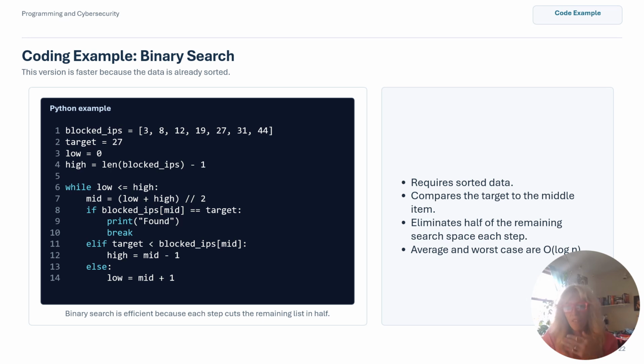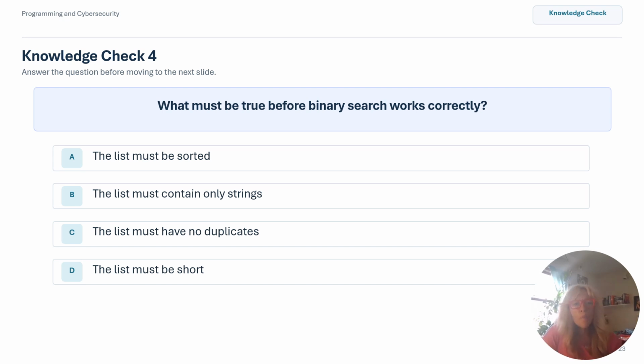So instead of checking every item, it just goes in the middle, and then it will look to the left or the right, and it will throw away whatever data it doesn't need. It's fast because it keeps cutting the problem in half, but it only works correctly if the list is already sorted. So that's the key there. What must be true before binary search works correctly? I just said that. The list must be sorted.